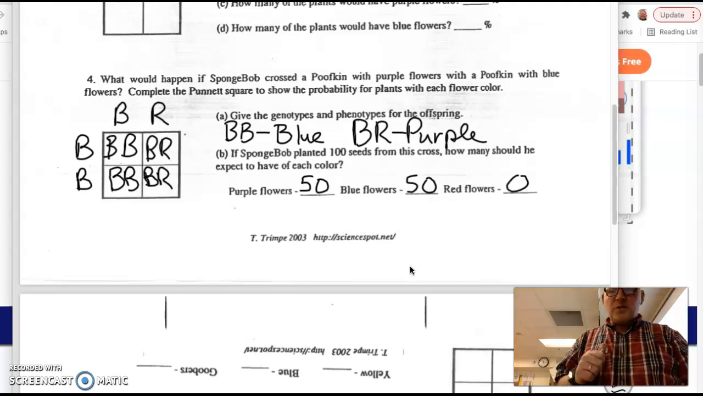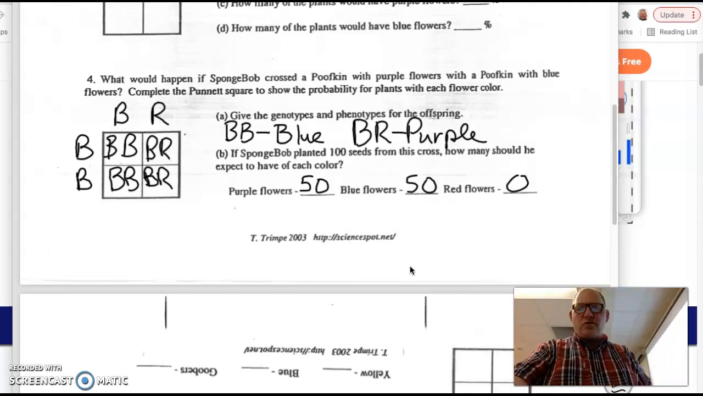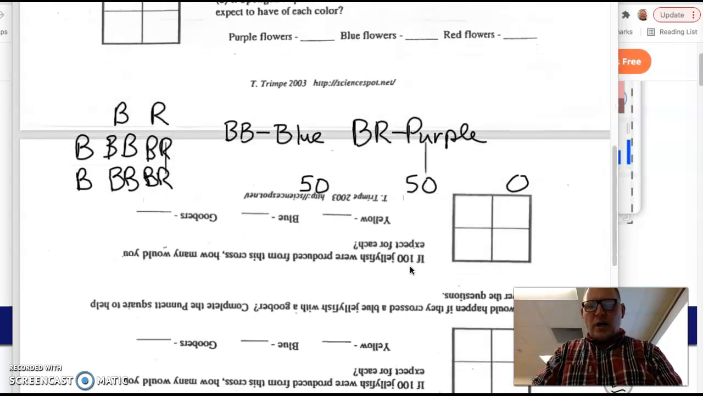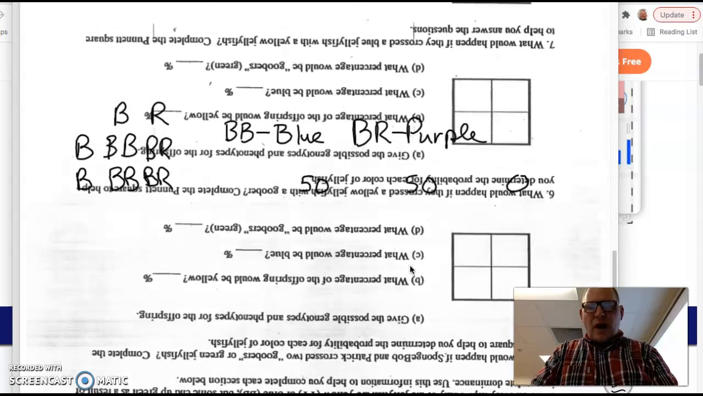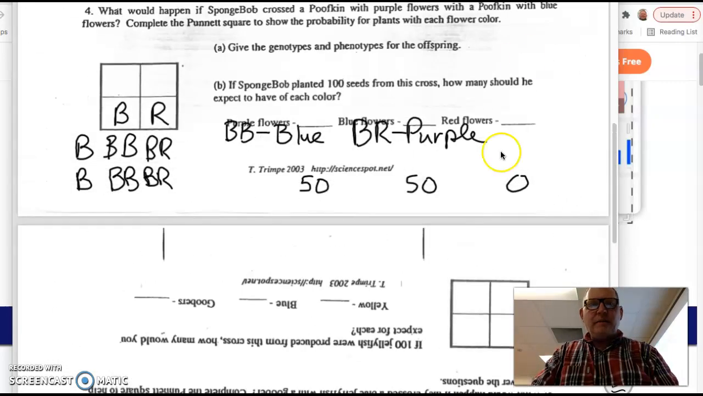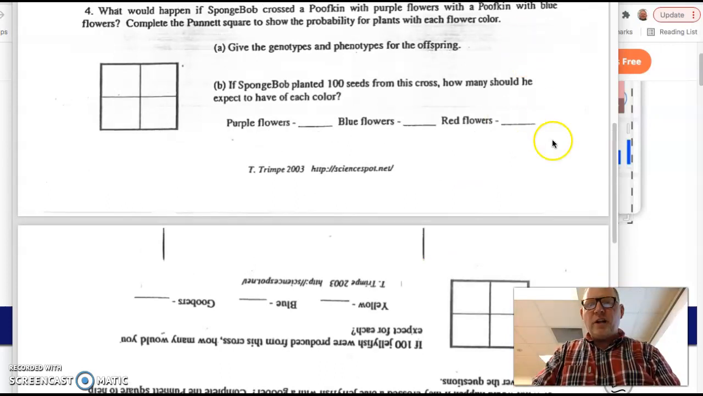Okay, so what I would like you to do is just looking at that, continue on and flip your paper over and work on numbers 5 through 8, which is backwards and upside down here. But work on 5 through 8 and then turn it in on Google Classroom or send me a picture of it.